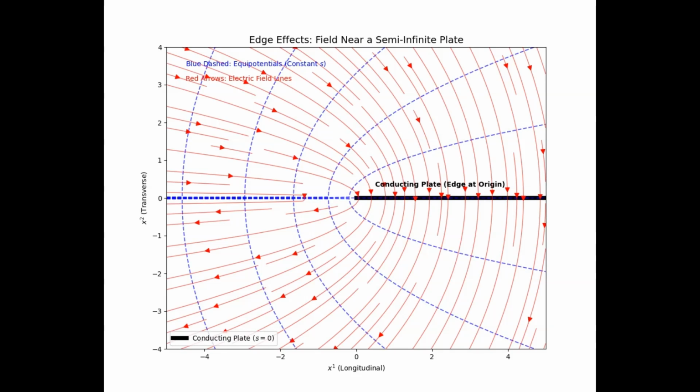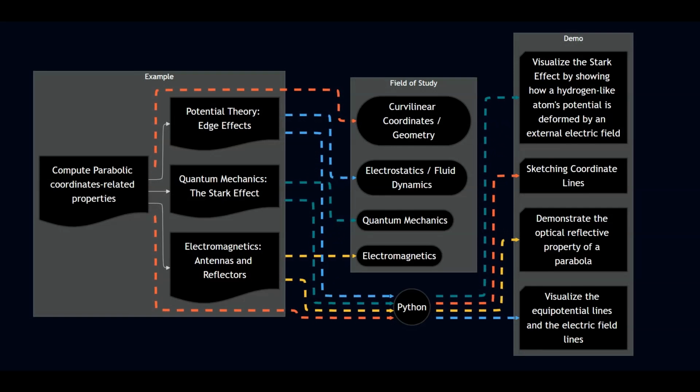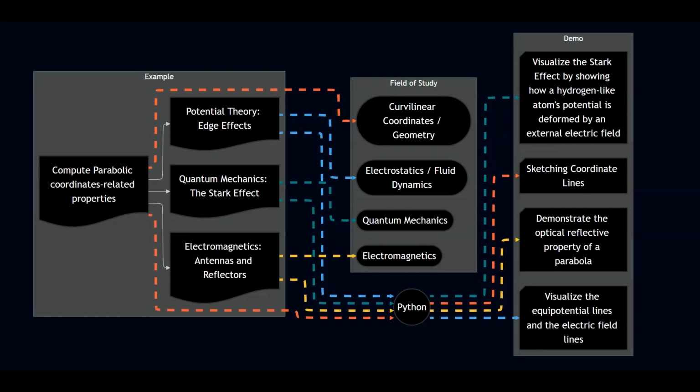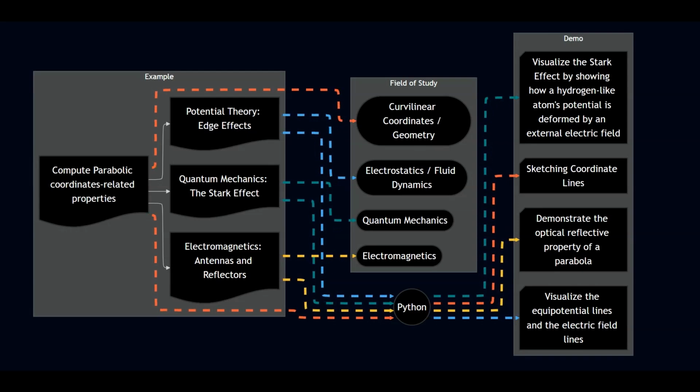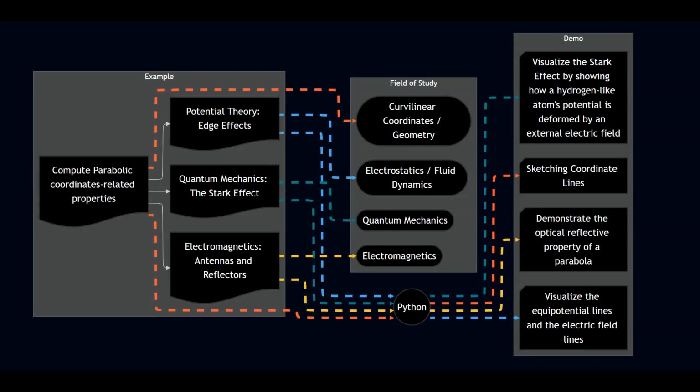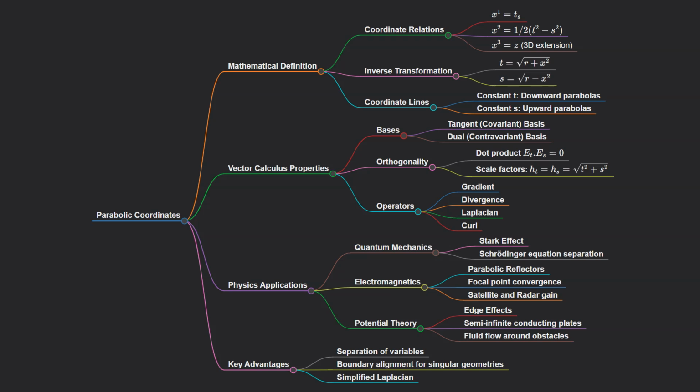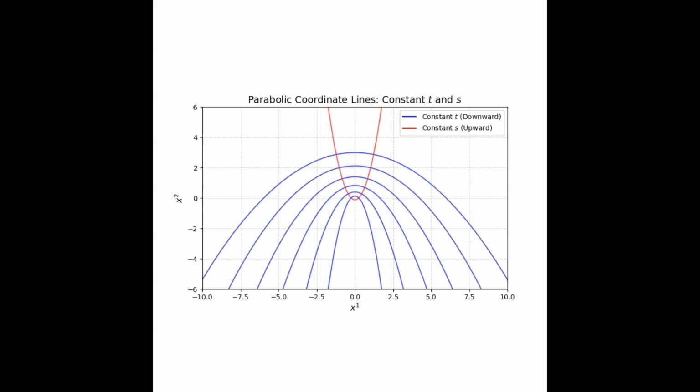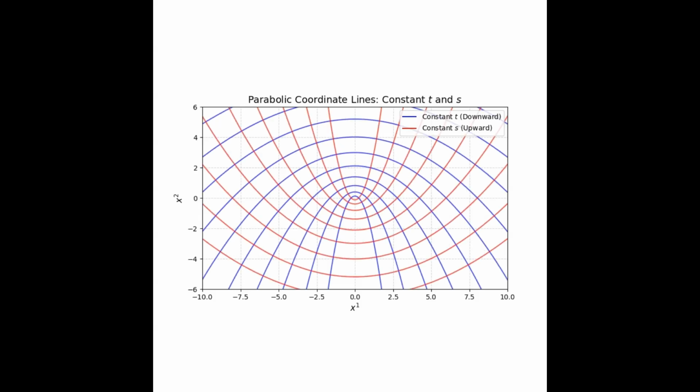By using a parabolic grid, the metal plate itself can be treated as a single coordinate line. The rest of the grid then wraps around the edge like a protective cloak, following the flow of electricity or even the flow of a fluid moving around a sharp obstacle. This transformation turns a chaotic physical boundary into a simple, manageable problem.